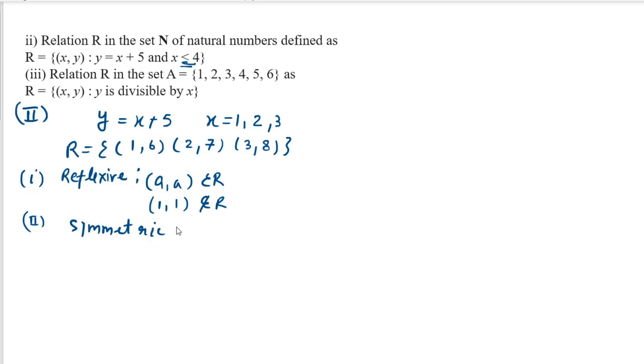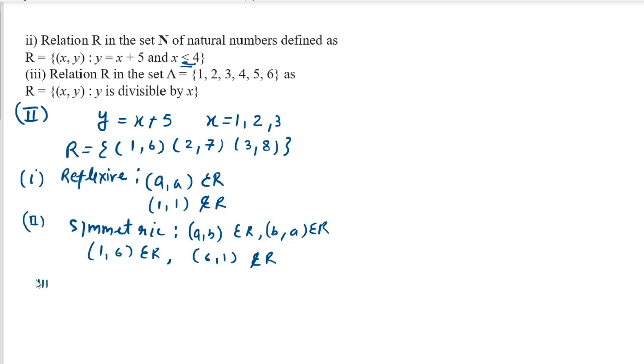For the second part, the symmetric, what is the condition of symmetric? As I told you, if a comma b belongs to R and b comma a also belongs to R, then this kind of relation is known as symmetric. Children, you can see that 1 comma 6 belongs to R, but 6 comma 1 does not belong to R, so this is not symmetric.